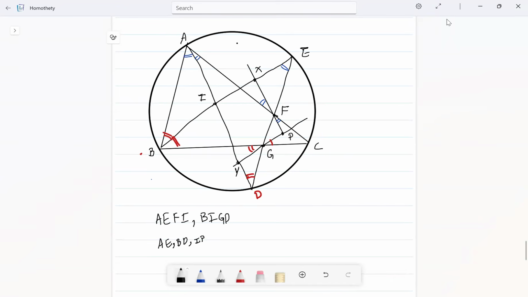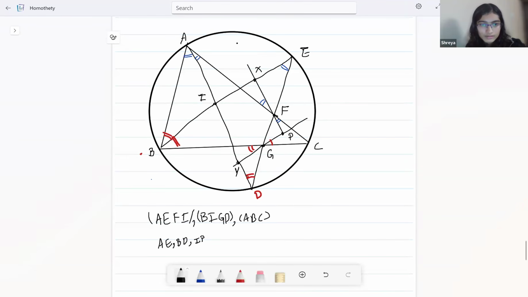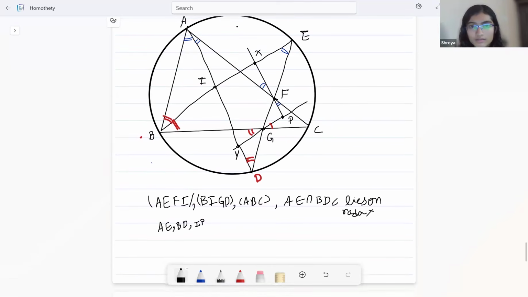Wait, so you basically want to show P is on the radical axis of these two circles. Exactly. So you do radical axis on these two circles and on ABC to get that AE cap BD lies on the radical axis of these two circles. And so we need to prove P lies on the radical axis. That is correct.